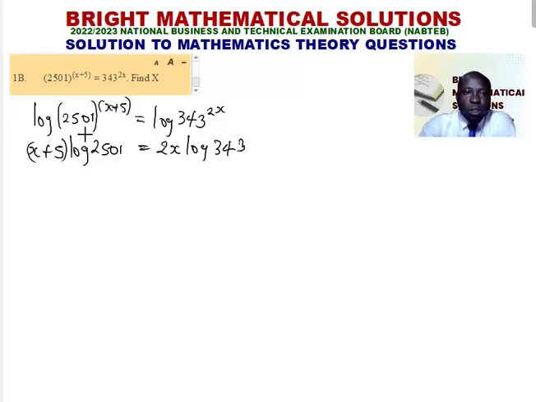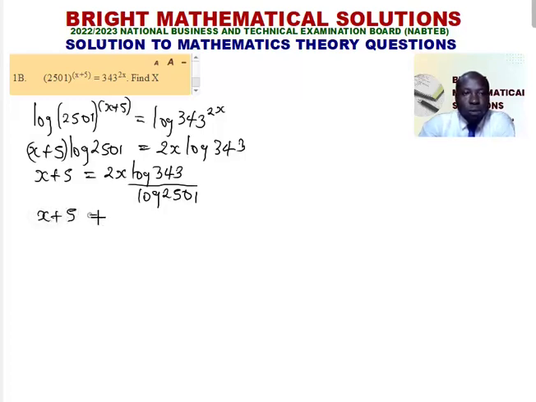So from this expression, we can divide this entire expression by log 2501 such that x plus 5 will stand on its own. Remember, we are looking for the value of x. So x plus 5 equals 2x log 343 over log 2501. So from here we can take our calculator and look for the values of log 343 and log 2501.